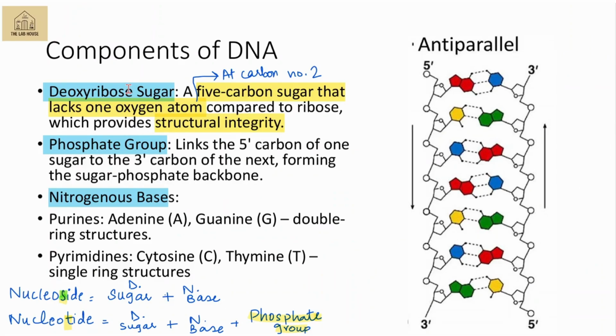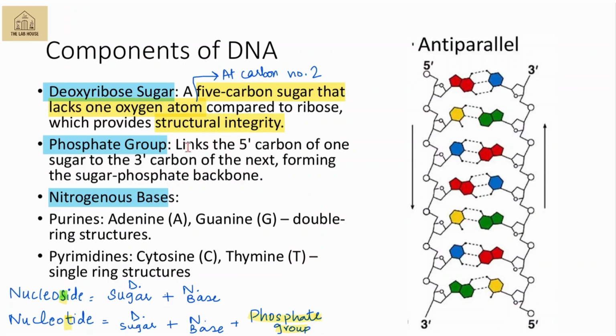So now the components of DNA. DNA consists of deoxyribose sugar, phosphate group, and nitrogenous bases. What is the difference between ribose and deoxyribose sugar? The deoxyribose sugar lacks one oxygen atom at carbon number 2. What is the purpose of sugar? Sugar provides structural integrity to the DNA structure.